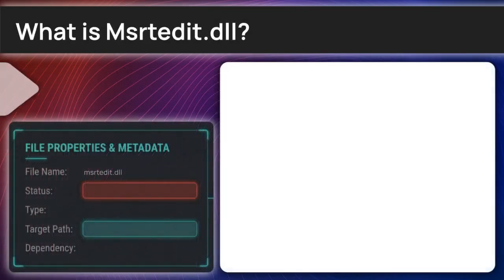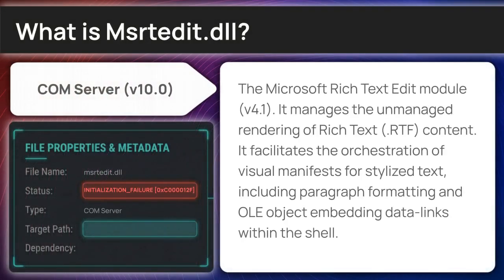This is the Msrtedit library, the Microsoft Rich Text Edit module, v4.1. It manages the unmanaged rendering of rich text .rtf content. It facilitates the orchestration of visual manifests for stylized text, including paragraph formatting and OLE object embedding data links within the shell.